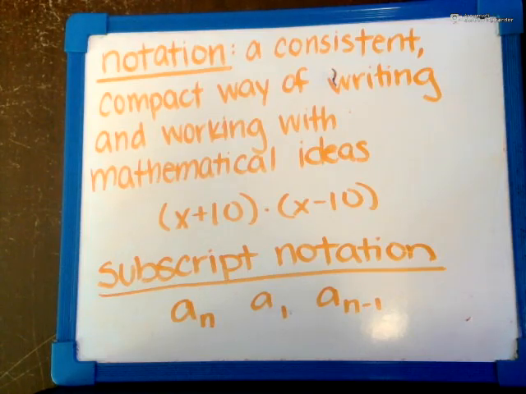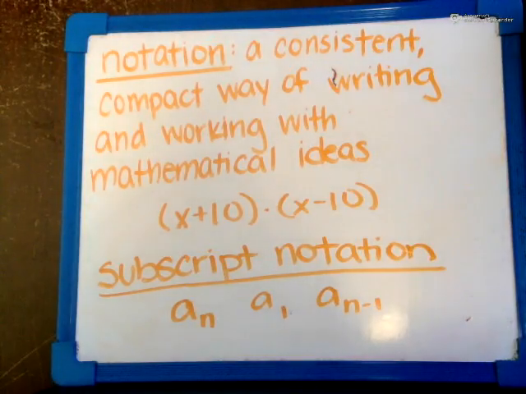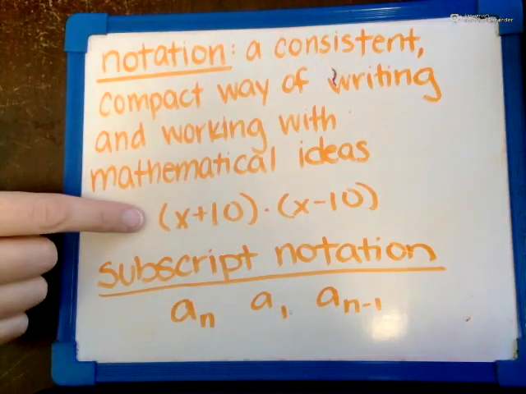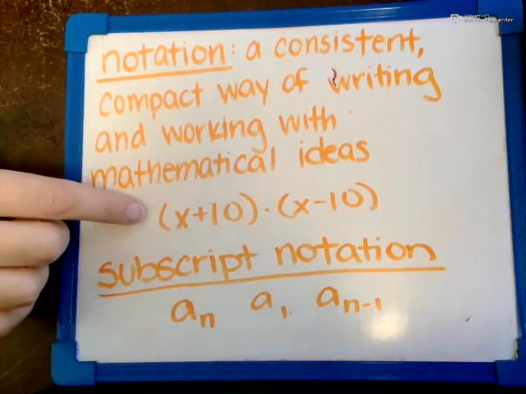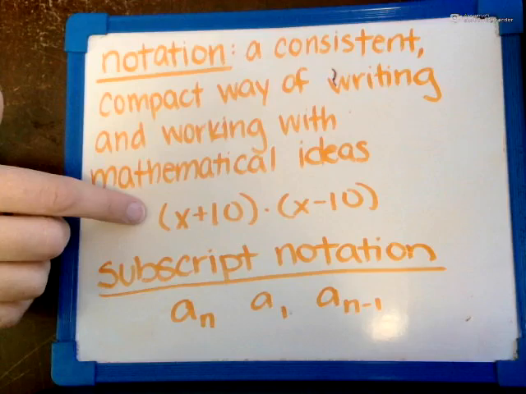One of the big ideas of mathematics is notation, a consistent, compact way of writing and working with mathematical ideas. For example, algebraic notation can represent the expression 10 and something to be multiplied by something minus 10 as x plus 10 times x minus 10. This notation makes it a lot easier to understand what you're trying to say than the garbage that I just read to you.